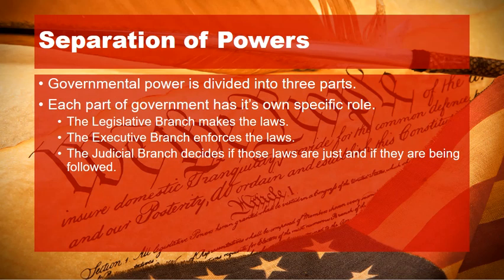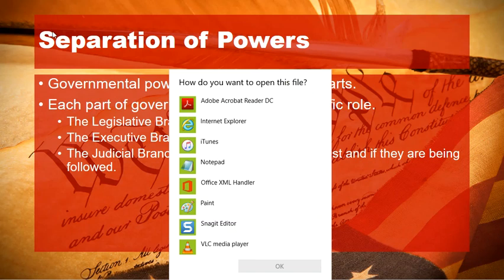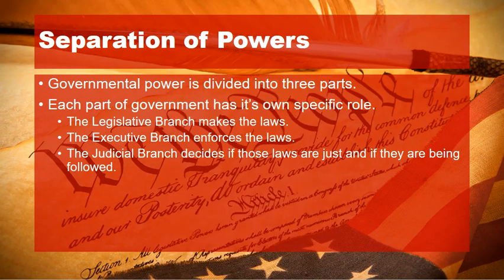Separation of powers. Government power is divided into three parts, so no part of government has the control of all aspects of the government. The legislative branch makes the laws. The executive branch enforces the laws. And the judicial branch decides if those laws are just and if they're being followed, if they're being enforced justly, legally. So these are actual limits on power. It's connected to some of the other concepts.